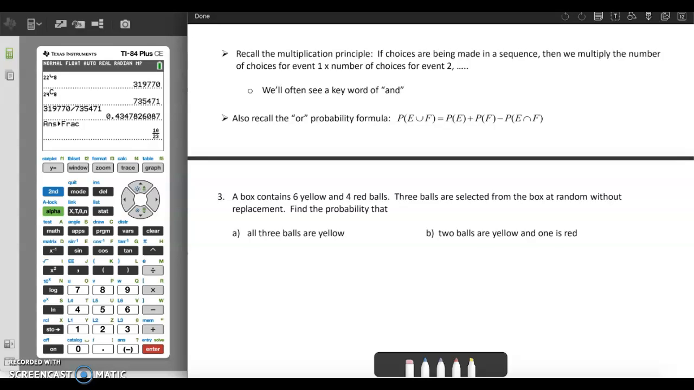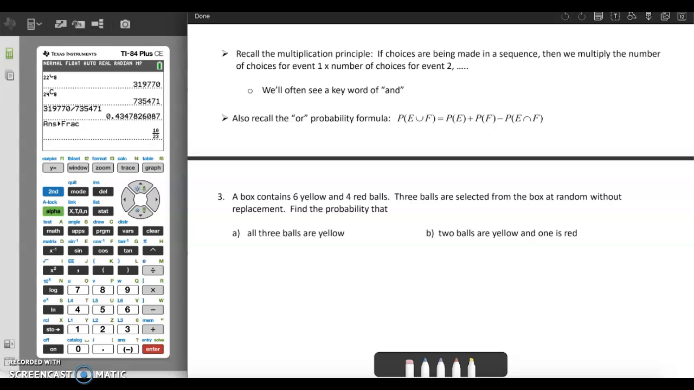Because so many ideas from probability stem from set theory, we also need to recall our multiplication principle from set theory: if you are making choices in a sequence, then you use the multiplication counting rule, where you multiply the number of choices for the first event times the number of choices for the second event, and so on and so forth. Usually you will see the word "and" as a key word for those. We want to choose this and this and this.